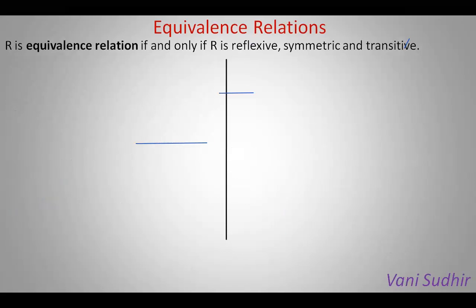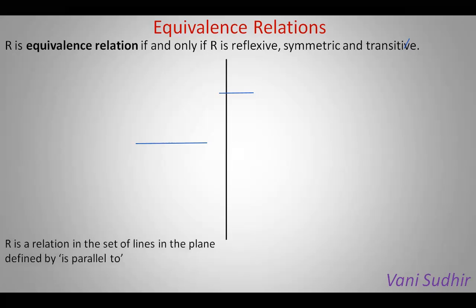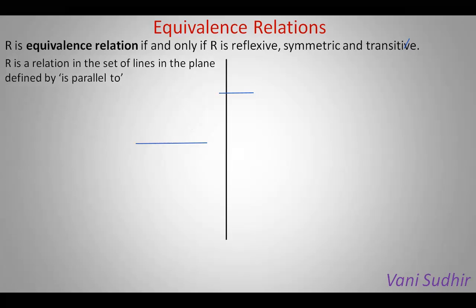Okay, R is an equivalence relation if and only if it is reflexive, symmetric, and transitive. All three it has to satisfy. Let's discuss one example very clearly. "Is parallel to" is a relation you have seen. Every line is parallel to itself.